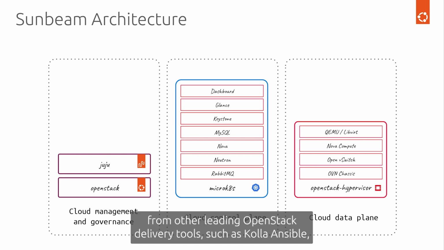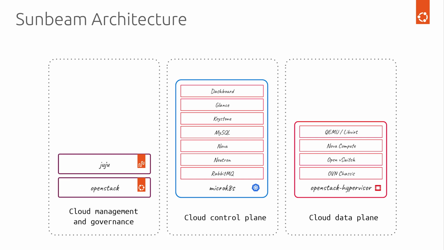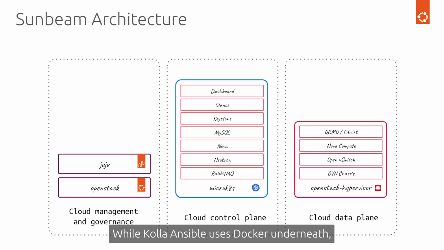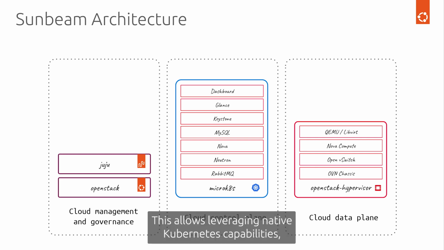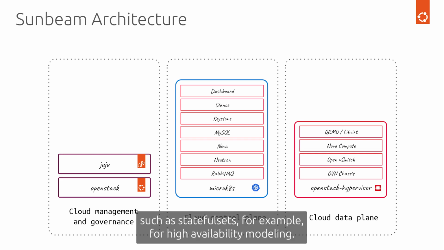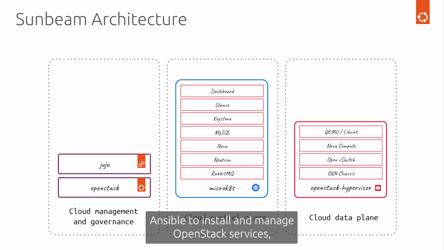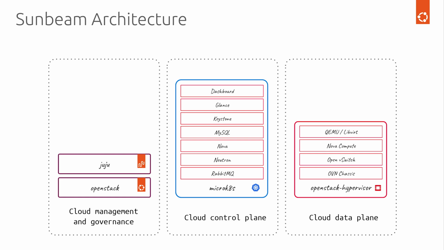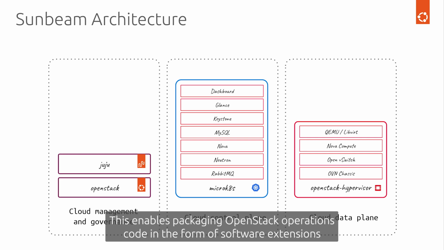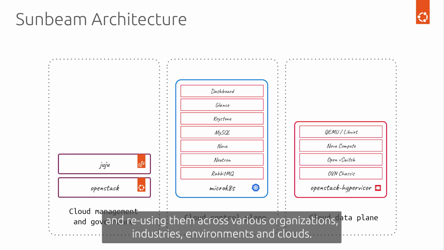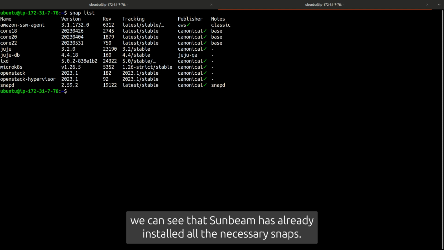What makes Sunbeam different from other leading OpenStack delivery tools, such as Kolla Ansible, is its cloud-native architecture. While Kolla Ansible uses Docker underneath, Sunbeam uses Kubernetes. This allows leveraging native Kubernetes capabilities, such as stateful sets, for example, for high availability modeling. Furthermore, while Kolla Ansible uses Ansible to install and manage OpenStack services, Sunbeam uses charmed operators instead. This enables packaging OpenStack operations code in the form of software extensions and reusing them across various organizations, industries, environments, and clouds.